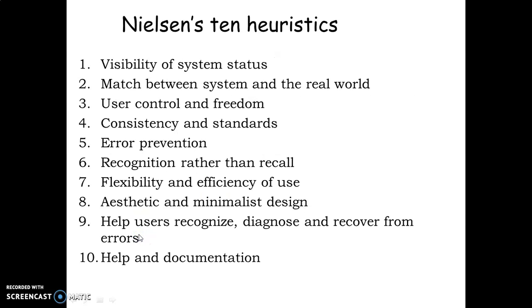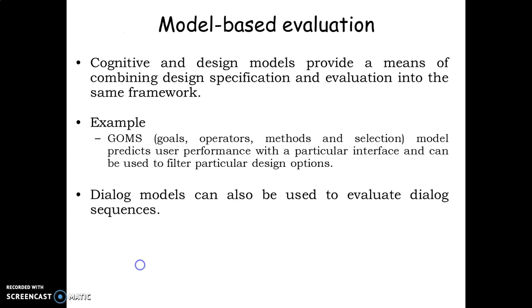These are the 10 heuristics mentioned by Nielsen. He talks about heuristics like visibility of the system, match between system and the real world, user control and freedom, consistency and standards, error prevention, recognition rather than recall, flexibility and efficiency of use, aesthetics and minimalistic design, help users recognize, diagnose and recover from errors, and help and documentation. We are supposed to learn all of them in depth. This is just a list of the 10 heuristics.